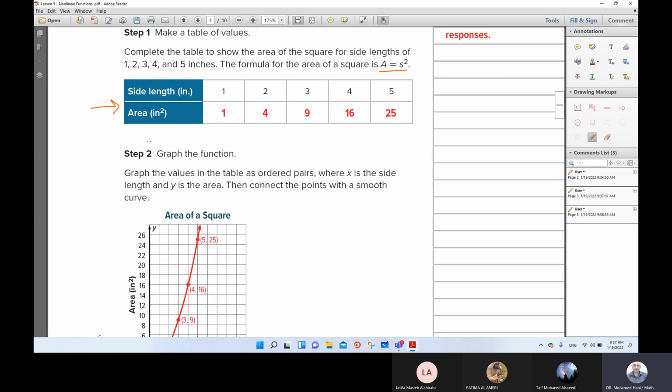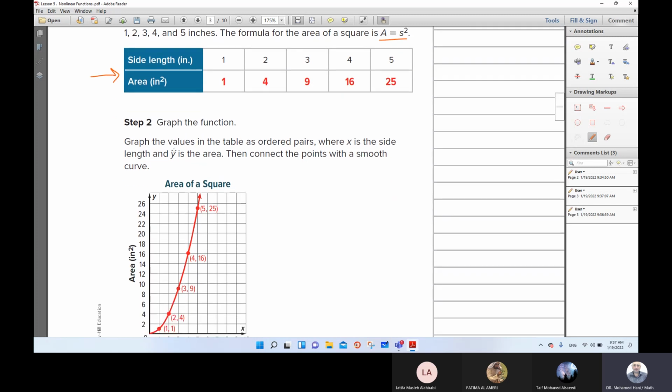The second step: graph the function. Graph the values in the table as ordered pairs, where x is the side length and y is the area. Here is x and here is y. Then connect the points with a smooth curve.